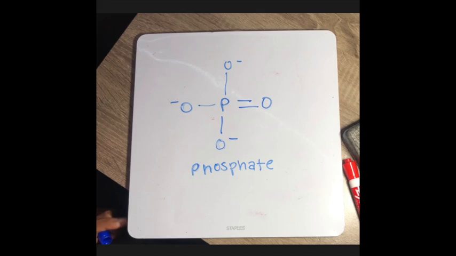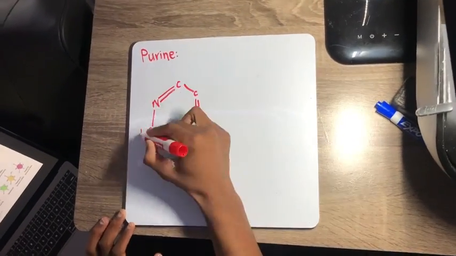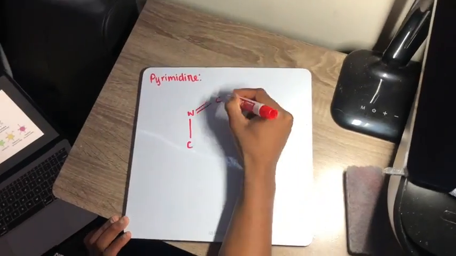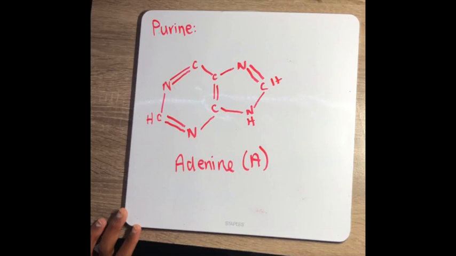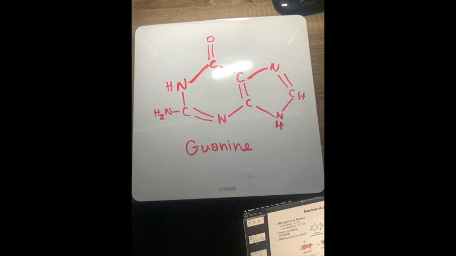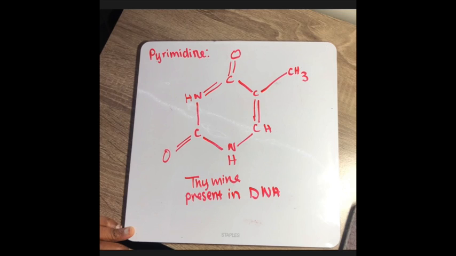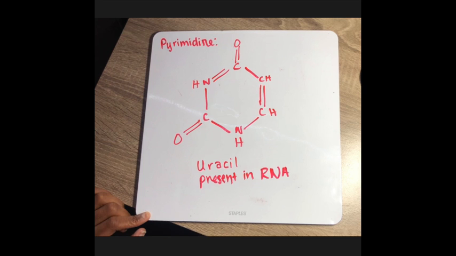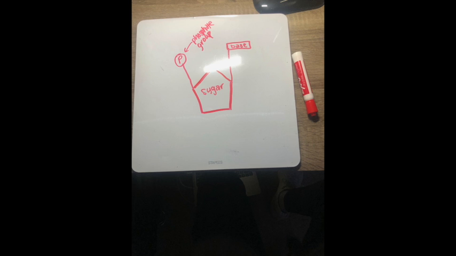Nucleic acids contain two kinds of nitrogenous bases. Those bases are purines and pyrimidines. Purines are adenine and guanine, and pyrimidines are thymine, cytosine, and uracil, which is found in RNA. In all, a nucleotide is composed of a sugar, a nitrogenous base, and a phosphate.